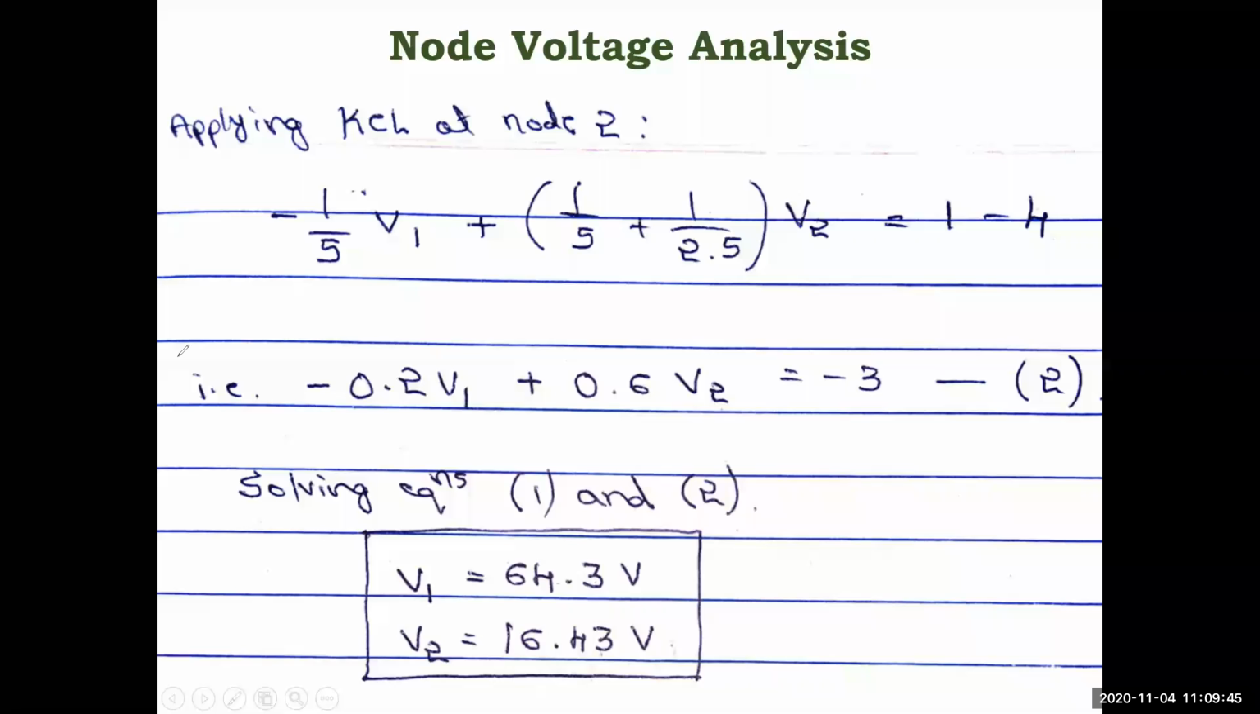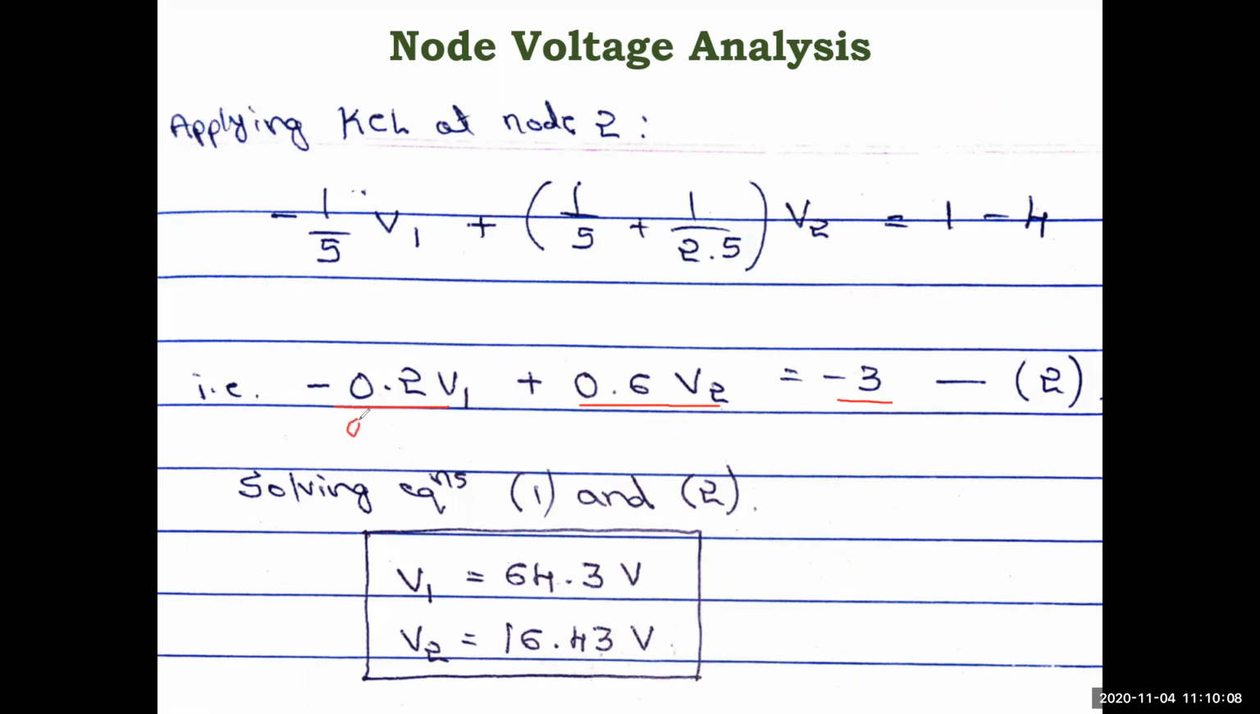So now again, if you simplify, 1 by 5 means minus 0.2 V1. Then you can use the direct calculator here, 1 by 5 plus 1 by 2.5. So you will get 3 by 5, which means 0.6. You will get 0.6 V2. 1 minus 4 means minus 3. So you got the second equation now.